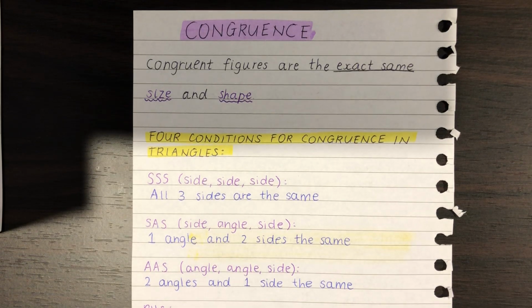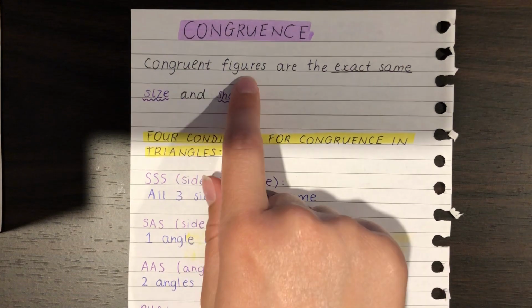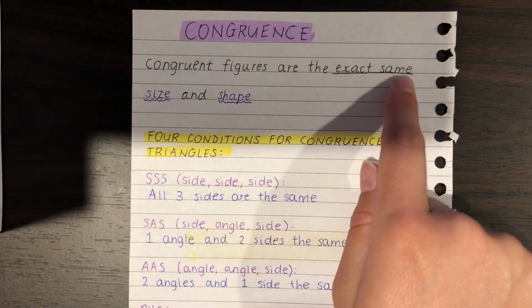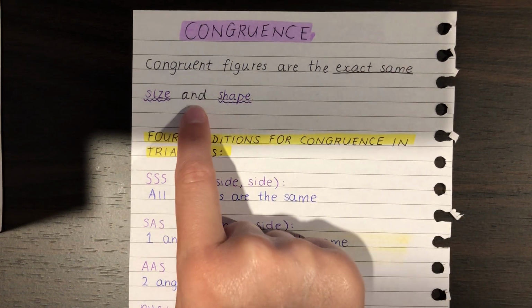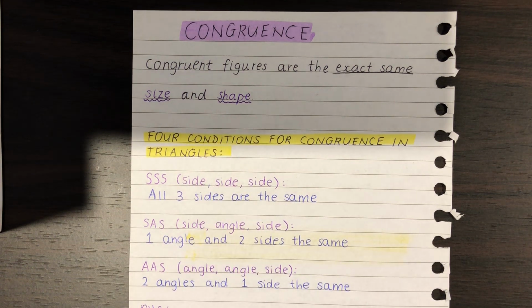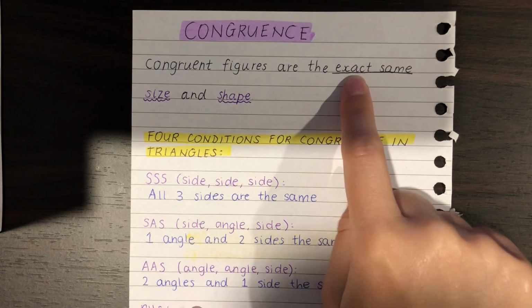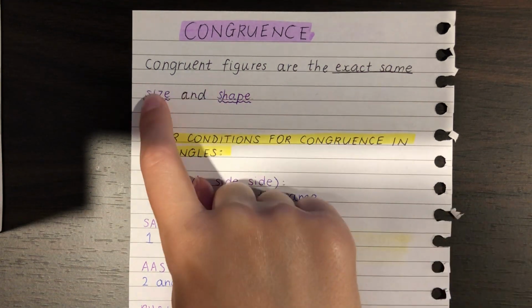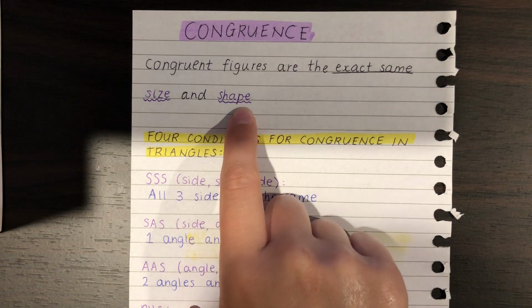In today's lesson, I'm going to be teaching you about congruence. Congruent figures are the exact same size and shape. Two figures need to be, every single time, the exact same size and shape.